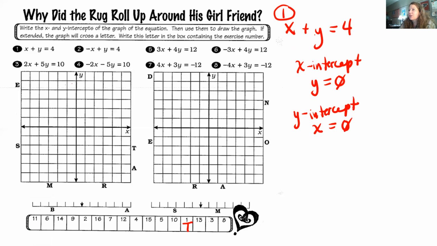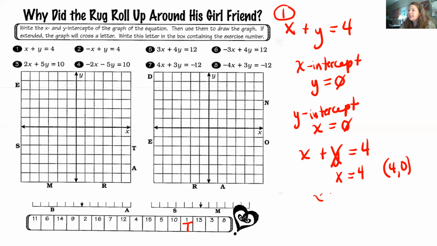So going back to the original equation, if I want to start with my X-intercept and I want Y to equal 0, well, if Y is 0, I don't need to write plus 0, do I? So basically it tells me that X is equal to 4. Well, what coordinate would that be? We said that X is equal to 4 when Y is 0, correct?